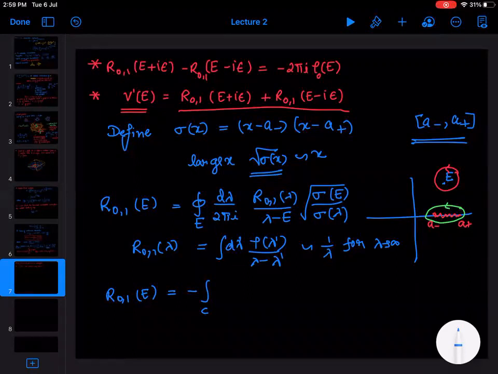If the limits are finite, say a to b, then I agree that this will go as 1 over lambda. So rho lambda is supported between a minus and a plus. So even if you put your limits from minus infinity to infinity, the integral will be 0, apart from the support of rho. Okay, thank you. Is that fine? Thank you.